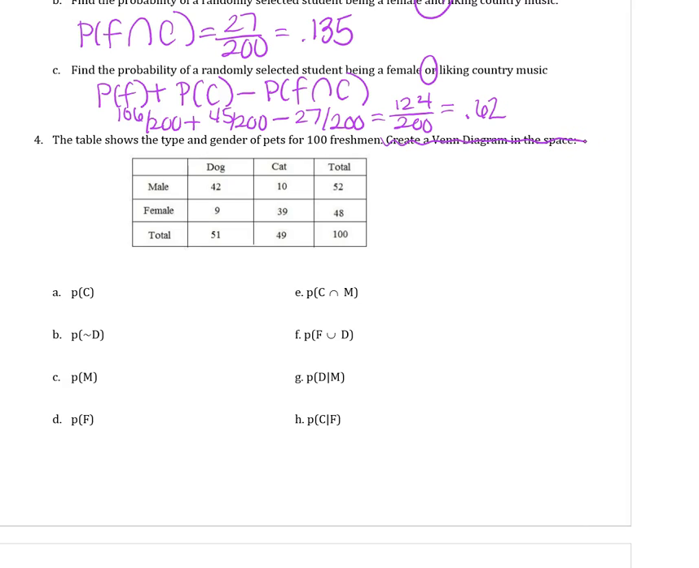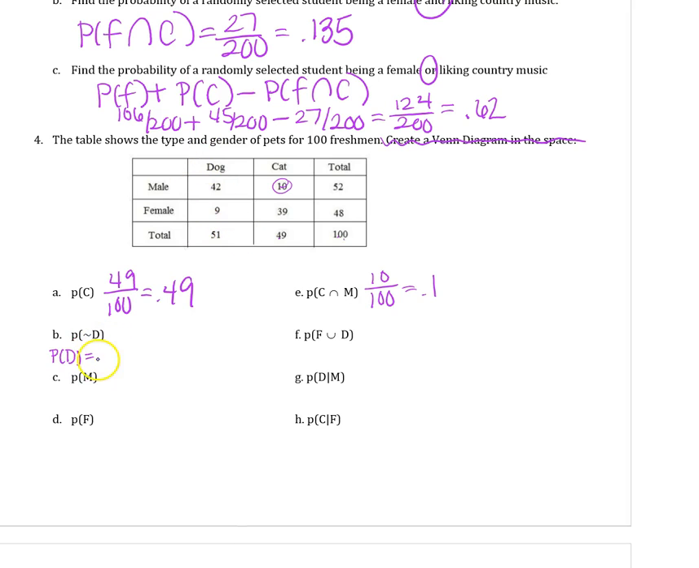Okay, let's do the probability of cats. So it looks like we've got 49 out of 100, which is 0.49. Probability of cats and being male. So male cats, that's 10 of them out of 100. That's actually a joint probability because it's a single cell over the total. Probability of not liking dogs. Well, or not having a dog, I should say. Well, let's look at the probability of having a dog.